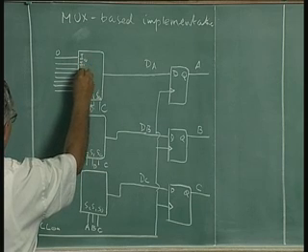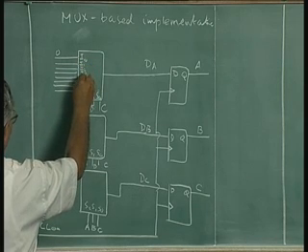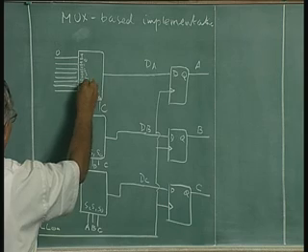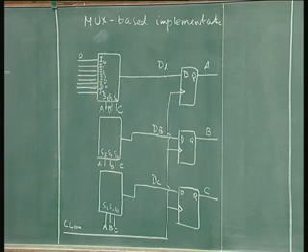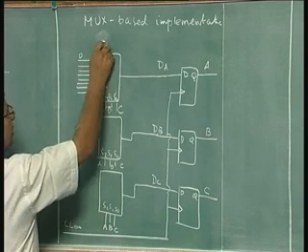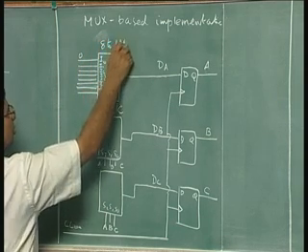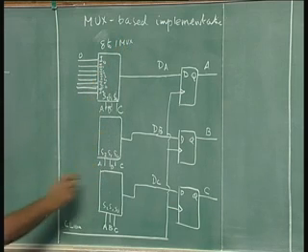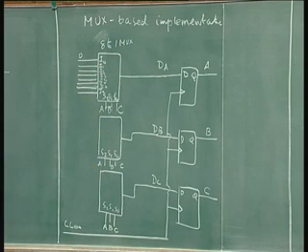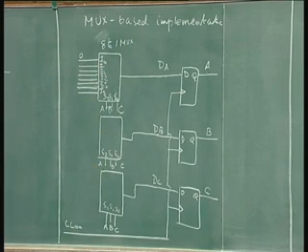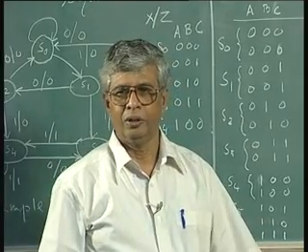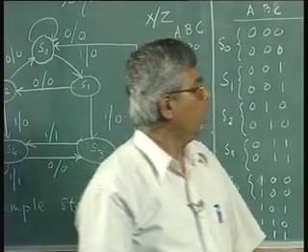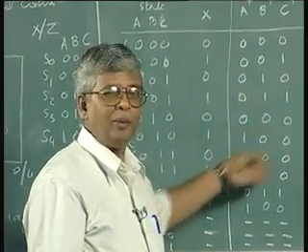1, 2, 3, 4, 5, 6, 7. That is why it is an 8 to 1 multiplexer. That is why each of these is an 8 to 1 multiplexer. There are 8 possibilities, and each of the possibilities should select the next value. Now, let us finish flip flop A before going to flip flop B.